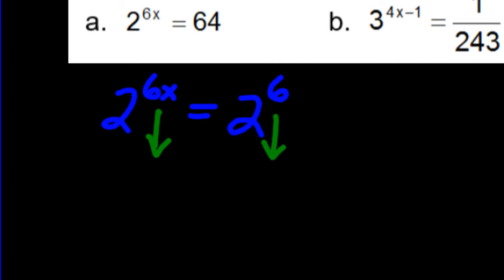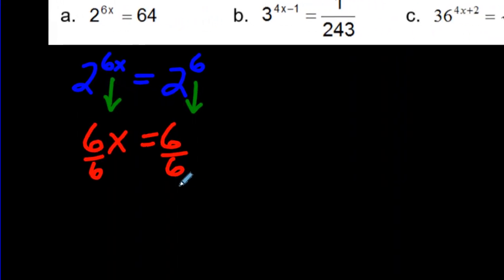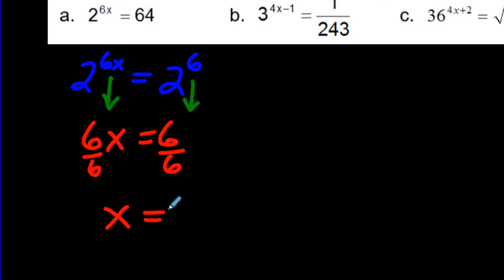And I'm going to write, I don't know, in red. So 6x equals 6. I want to get x all by itself. The way to get x all by itself is to get rid of this 6 in front, and the way to do that is to divide both sides by 6. So x is going to be equal to 1.